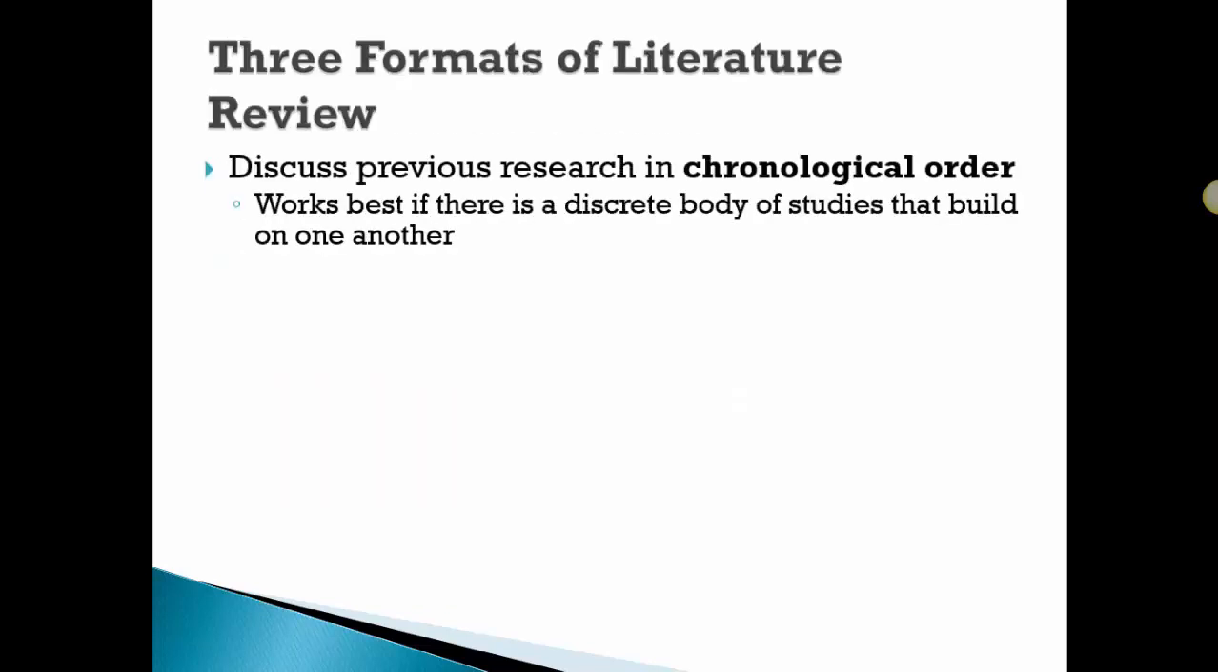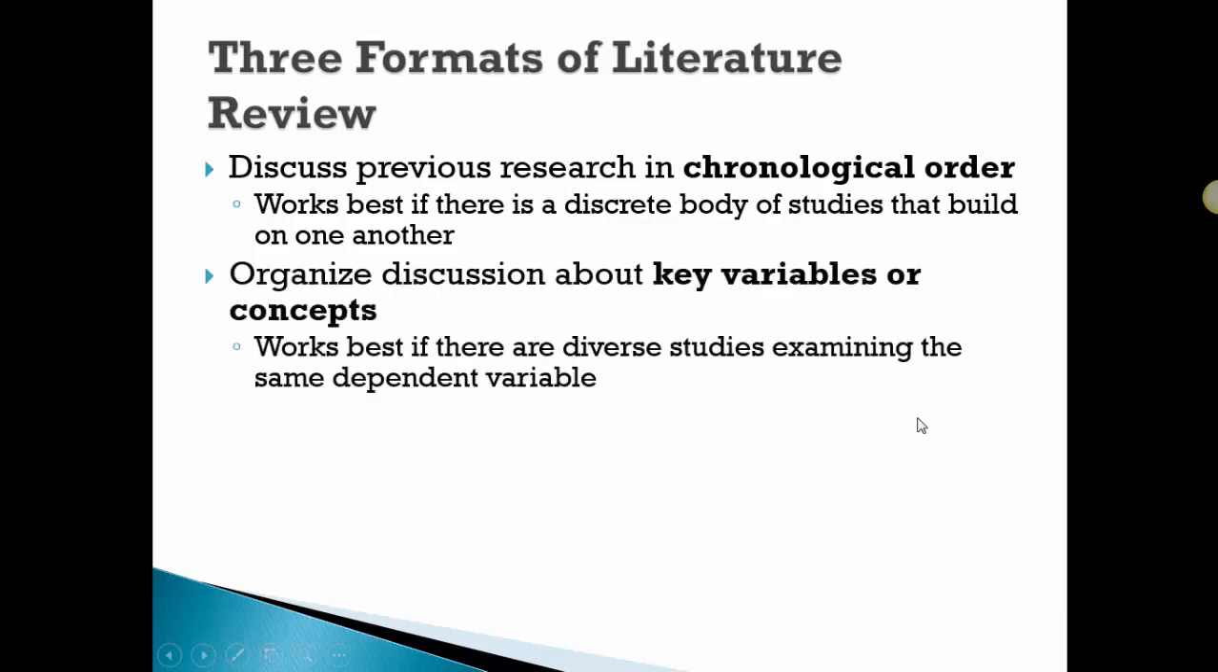There are 3 formats of literature review. Chronological order: you put things in order. This is best if there's a discrete body of studies that build on one another. You can also do the organization by key variables or concepts. This works best if there are diverse studies examining the same dependent variable.